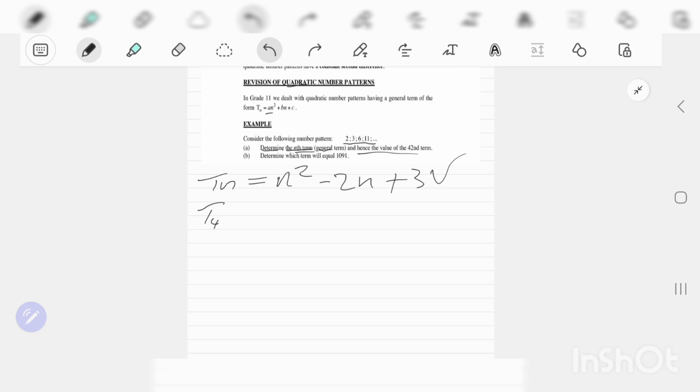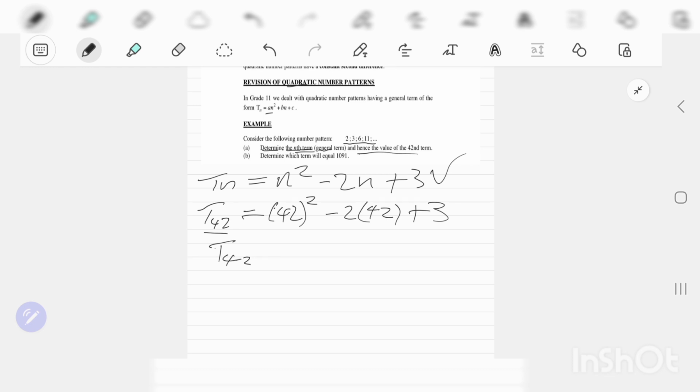No, pardon, 42. So that means that now where you see n, you put 42. Where you see n, you put 42. And so this means now it's going to be 42 squared minus 2 times 42, and then plus 3. And then the answer that you're going to get, people, it will represent T42.